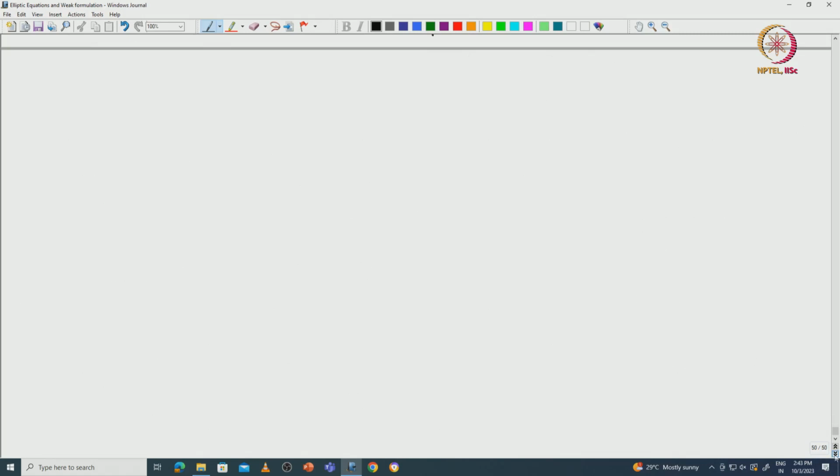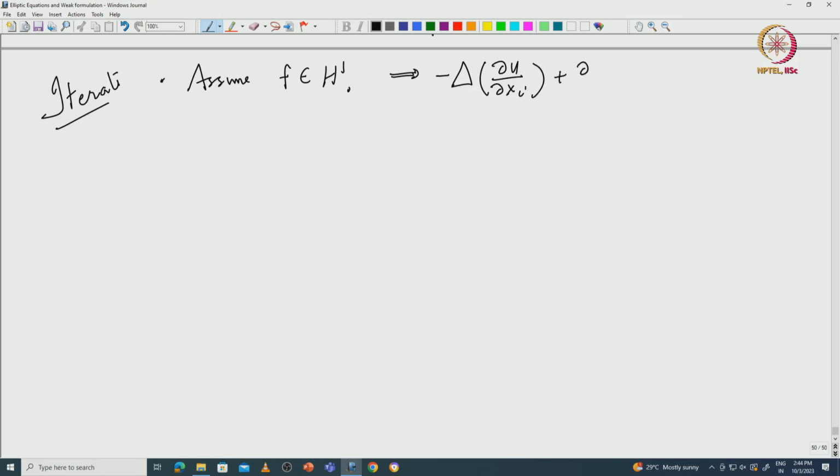Now assume f is in H1. So at the first level you assume that f is in H1, and we iterate. This implies that, differentiating, minus Delta of du by dxi plus du by dxi equals df by dxi, you can see this immediately. This is in L2 now.